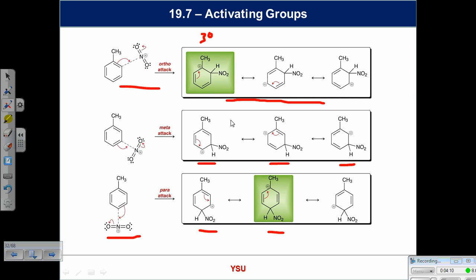We can talk now about the fact that this is not so good. These 2 are fine, and that's why we get the reaction going in that direction. Yes? If you can do these diagrams, you can do this directing effect. So that's the idea for the toluene with the methyl group.